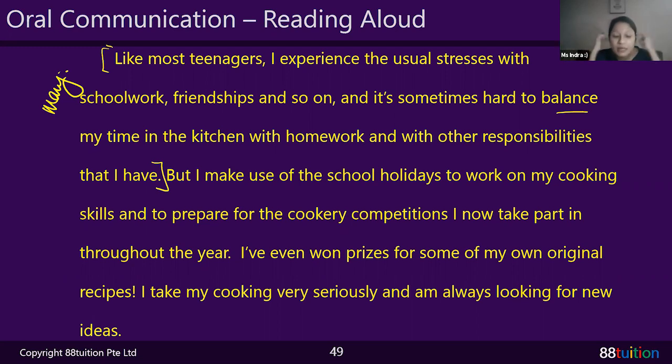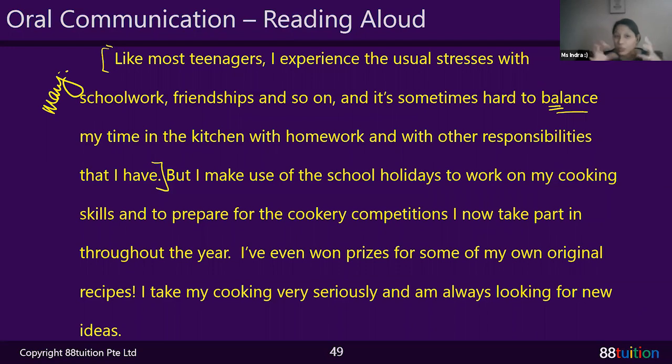I think this was perhaps lost along the way when you were trying to make sure that what you're reading is actually perfect. I understand completely, because we've all been there. So how do we try to join sentences together? When we read the passage, we become familiar with the words that happen before and after each other. For example, like most teenagers, you realize it's a phrase, so we can join it together. I experience the usual stresses with schoolwork, friendships, and so on. And it's sometimes hard to balance, this word is actually balance, my time in the kitchen with homework and with other responsibilities that I have. Okay, sweetheart, I need to mute you. So this is how we should actually read it.